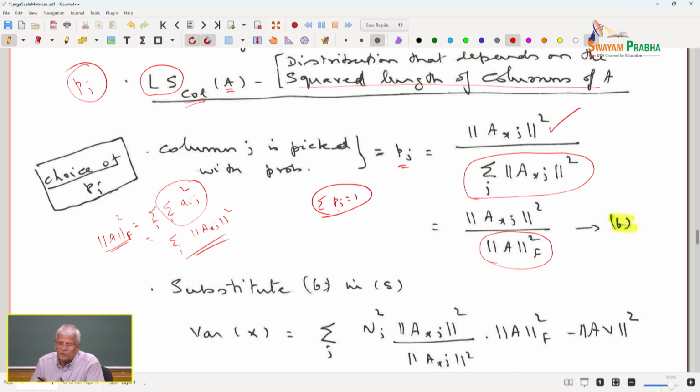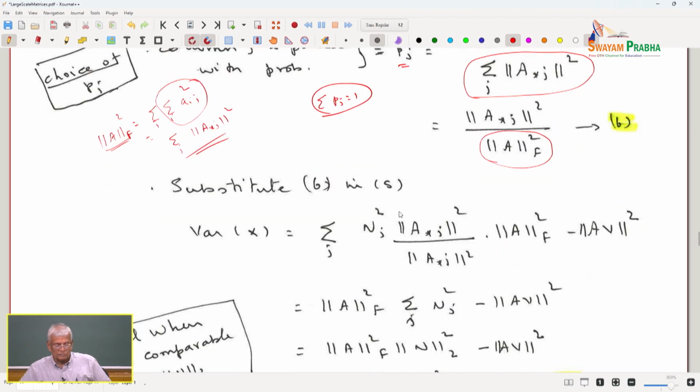This is very similar to P1 star being A1 by A1 plus A2, and P2 star being A2 by A1 plus A2. What are A1, A2? A1, A2 are the 2 values of x. That means the probability is data dependent. Here the probability depends on the properties of the columns of A. Pj is proportional to the square of the length of the columns.